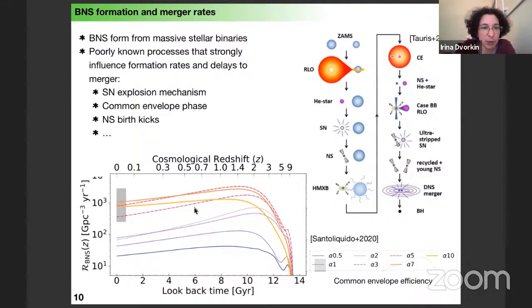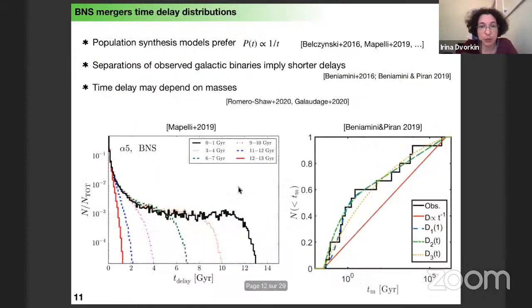And in this plot, what I show you is from Santoliquio et al. The rate of binary star mergers is a function of redshift, and this rate depends on the efficiency of common envelope evolution, which is this alpha parameter here. And you see that even within the measurement of gravitational waves that we know, the local rate that we know, there is still room for a lot of uncertainty, especially towards higher redshifts. So this is one point of uncertainty.